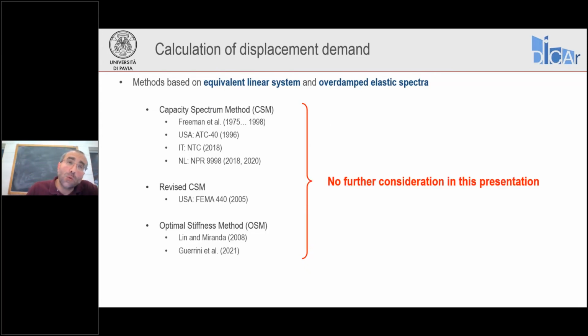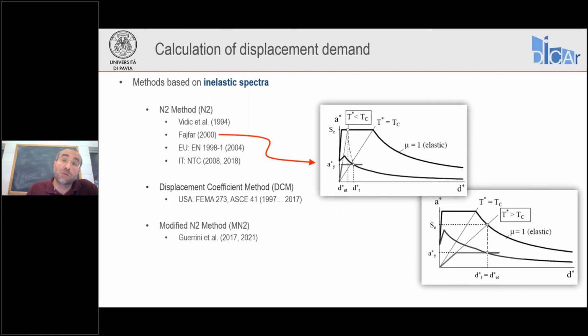In any case, we will not go through these methods. They are not mentioned in the Eurocode, so we will not go deeply into this. I just wanted to mention that we have this family of methods. Some of them have more problems when applied to masonry structures, but within the same family, we have improved methods that can be accurately used also for masonry verifications. What we find in the Eurocode instead is the N2 method, which belongs to this other family of methods based on the use of inelastic response spectra.